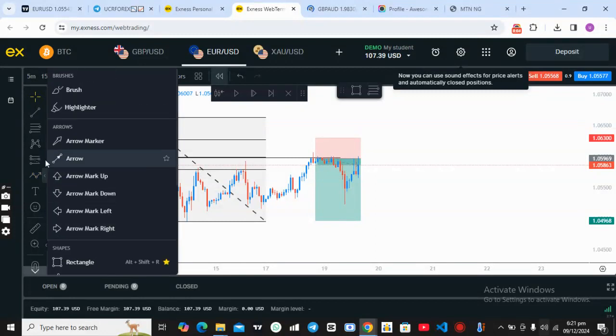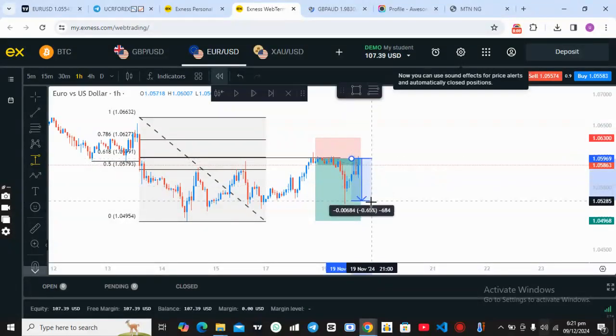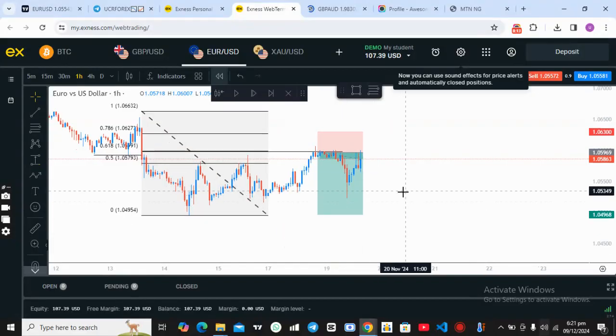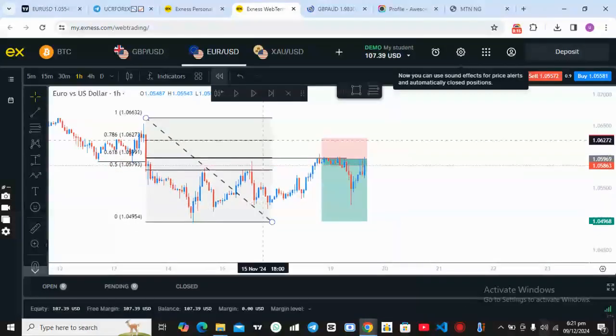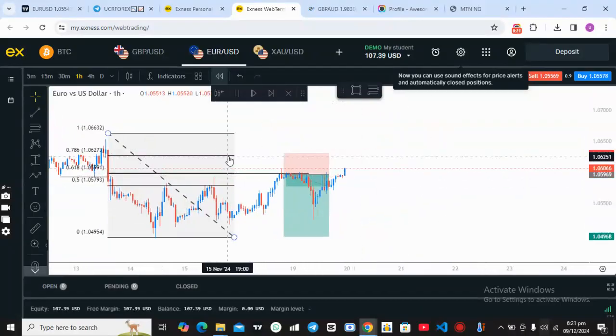Let me use my pricing tool to calculate this for you. Price gave us almost 61 pips. So you see, almost 74 pips. Price gave us 74 pips before it started pushing to the downside. It gave us 74 pips before it started pushing up again, but could not hit our TP.